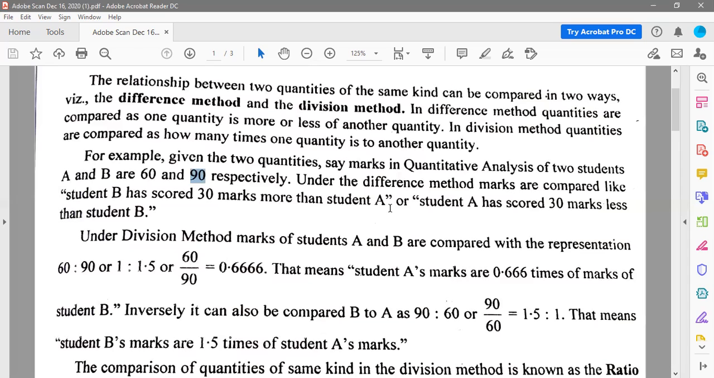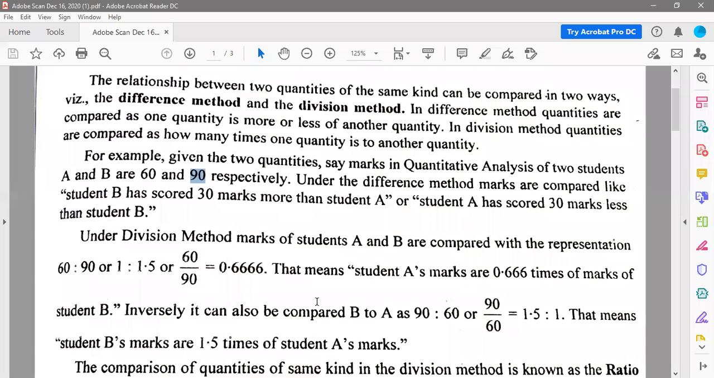The other way of representation under the difference method is: student A has scored 30 marks less than student B. So student A's marks is 60 and B's marks is 90, so 30 marks less. So this is the difference method. We are showing the difference in a positive way here. So that is the difference method.